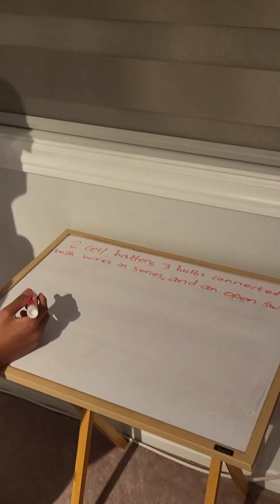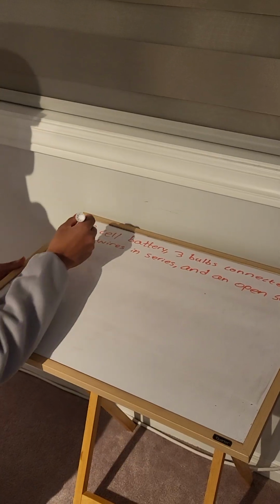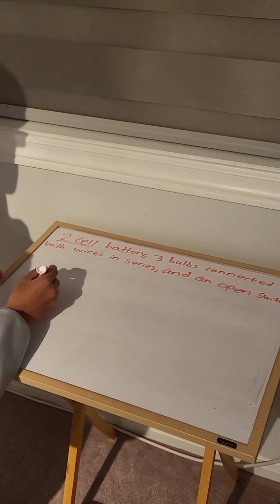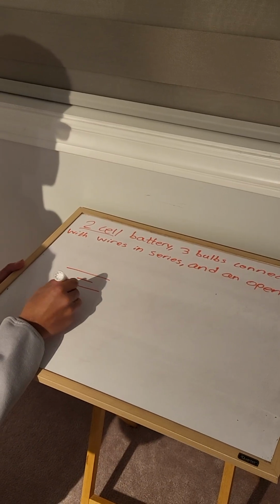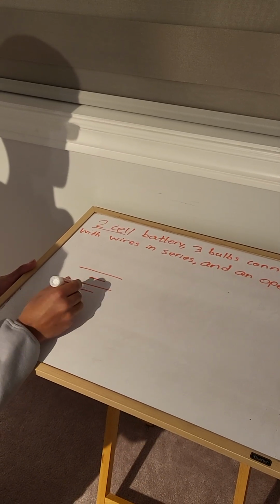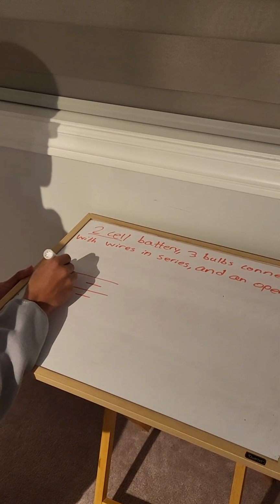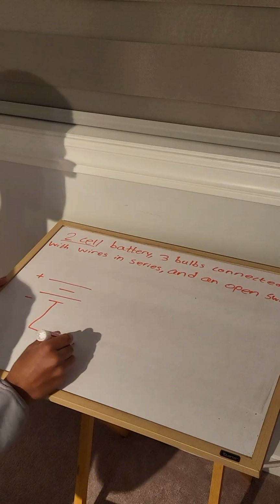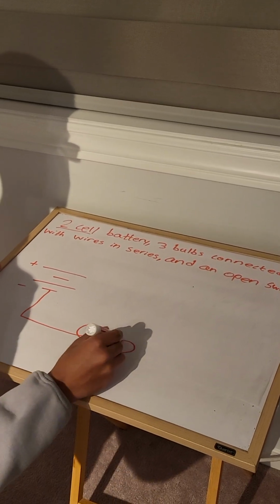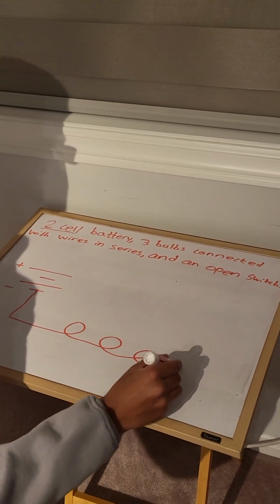Just an example of a series circuit. So we got a 2-cell battery this time, so we're just gonna go one long line, one short, and then repeat the process again. So this is 2 cells. Negative is here because it's the shorter line, this is the positive. So next it says 3 bulbs connected with wires. So we're just gonna go boom, boom, boom.